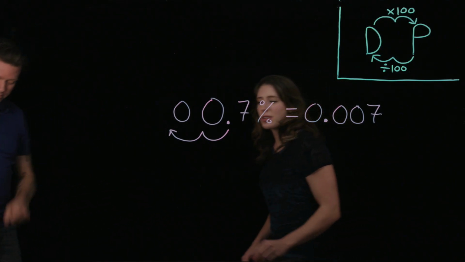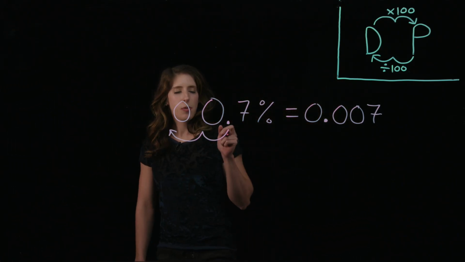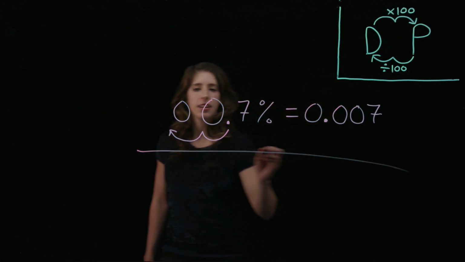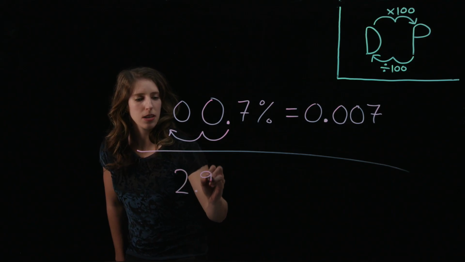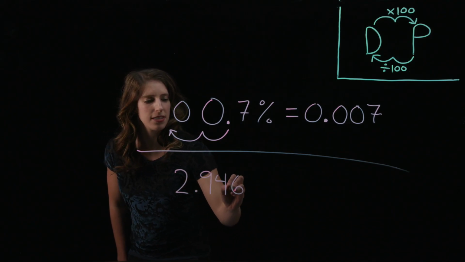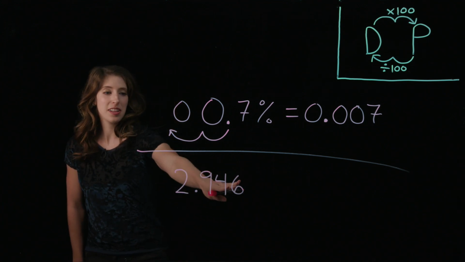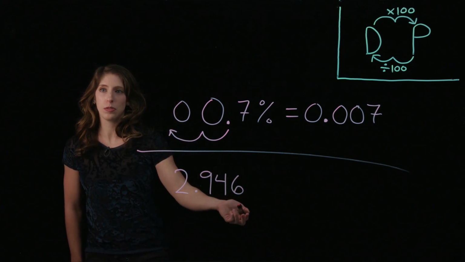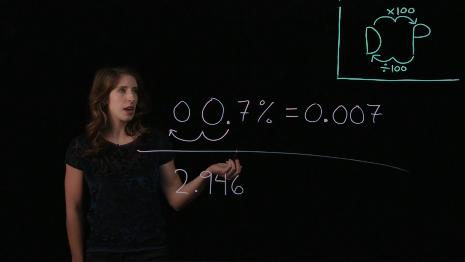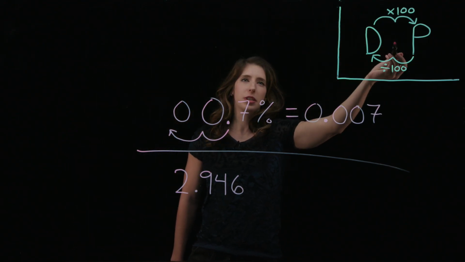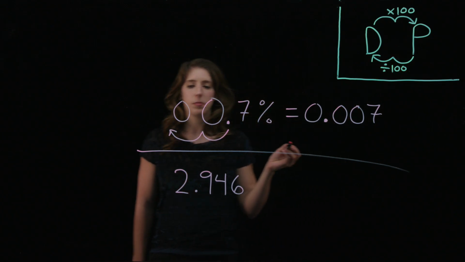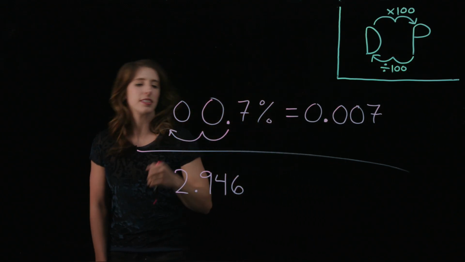Cool. Okay. Let's see if we can change it up again. What if I gave a number in decimal form larger than 1, something like 2.946? There's no percent symbol there, so it must be in decimal form, and we want to convert it to a percent. Our rule says multiply by 100, or really just shortcut that by moving the decimal point 2 places to the right this time.